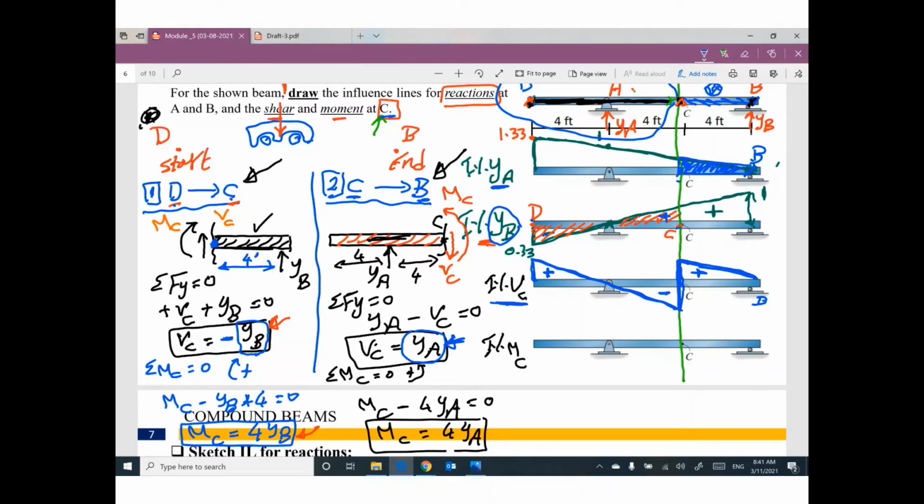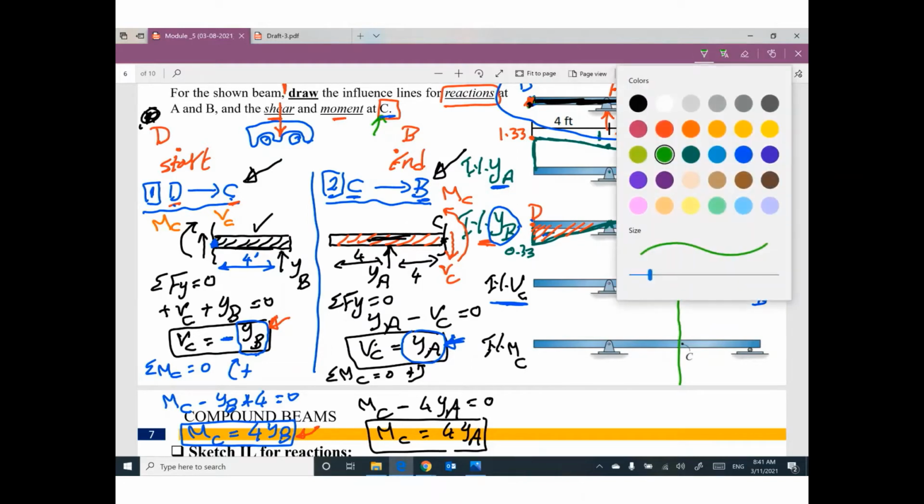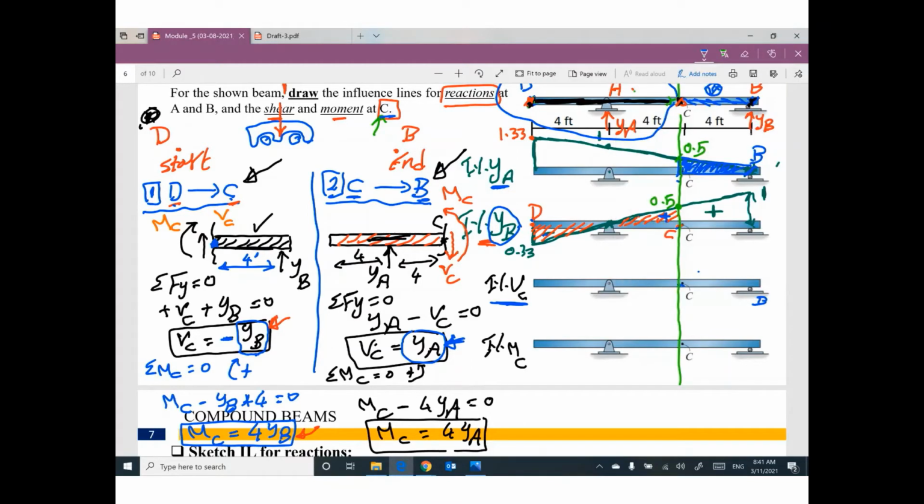One more time. It's for fun. Believe me, it's easy. By the way, this value based on the diagram will be 0.5. This value will be 0.5 from triangle similarity. Anyway, based on your calculations, please go ahead.